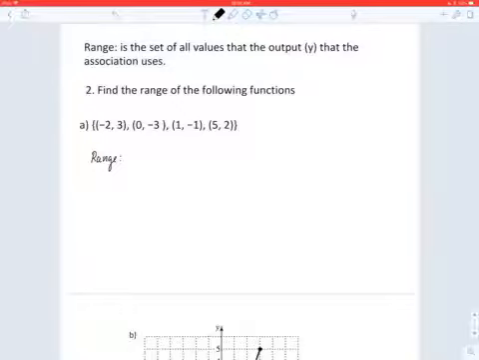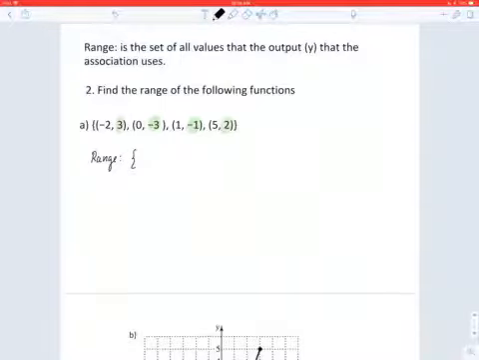Range is the set of all the values that the y can take, or the output takes. So if we're looking at this example, the range will be all the y values that the ordered pairs use. So the y values are 3, -3, -1, and 2. So we'll be listing all those values.